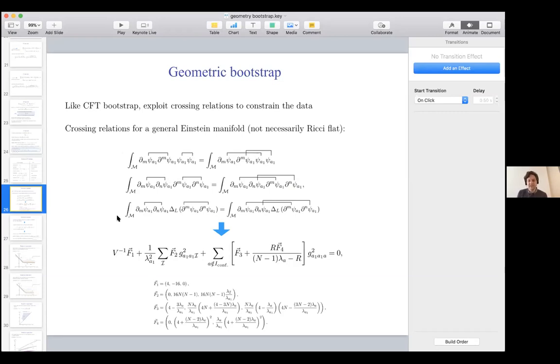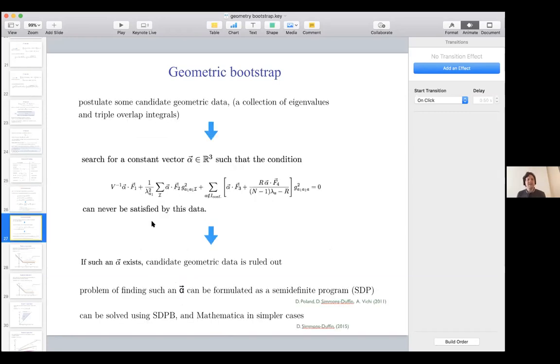But now we can just forget about the Kaluza Klein theory. We can just consider this a mathematical exercise on some closed manifold, and we can relax the Ricci flat condition. So we'll allow some general Einstein space now. And when we evaluate these crossing conditions, we'll get some more complicated expressions. So those complicated expressions, we can always package them as some vector equation like this. So these f's here are just some vectors of numbers that depend on the eigenvalue data and so on.